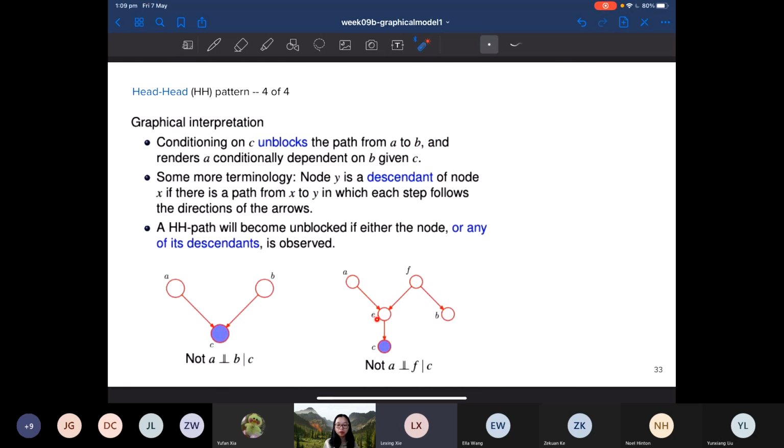Furthermore, we have this pattern, which is similar to the one on the left, except it's a bit more complex. Here it's the node E that's the common child. If node C is a descendant of E, actually a direct child or even somewhere further downstream, observing it unblocks the path, right? So formally speaking, head-to-head paths will become unblocked if either the node or any of its descendants is observed.